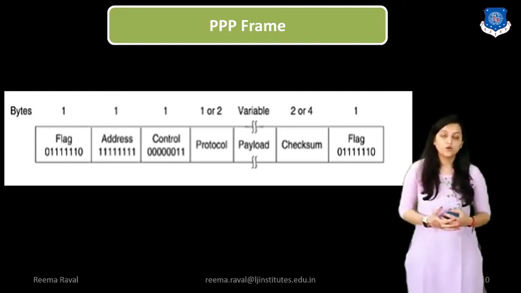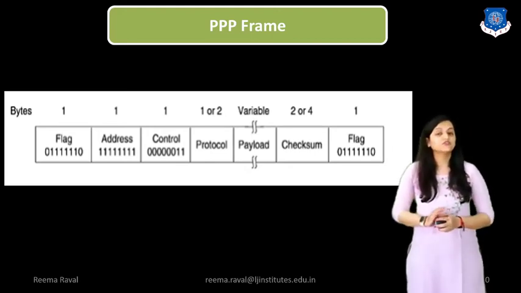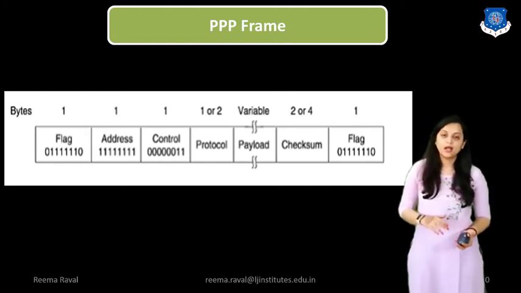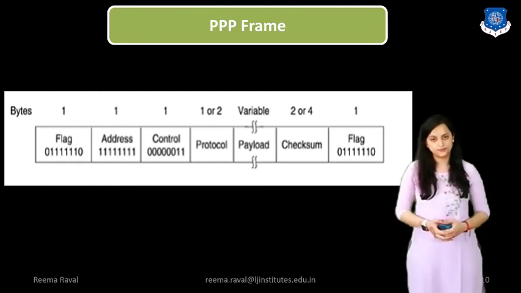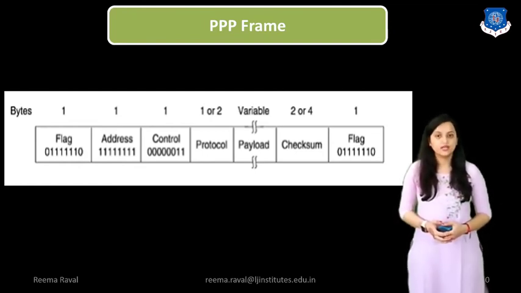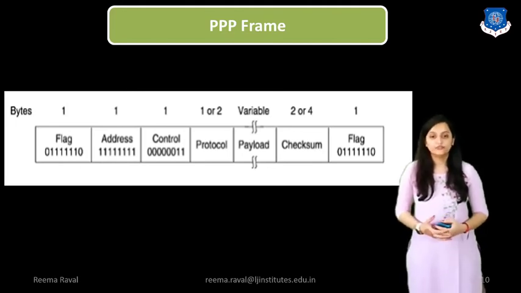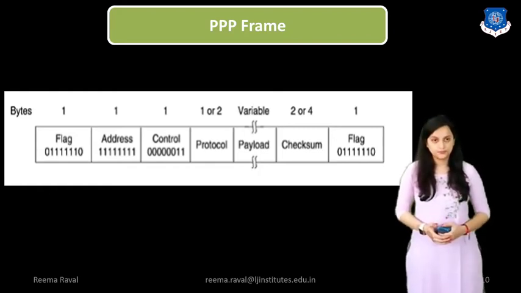Next is the payload field, which contains the data and it is variable because it is not fixed all the time. The next field is the checksum field, which may be either 2 or 4 bytes, and checksum is used for error detection. So in this frame structure of PPP, there are 7 fields. As you can see, there are 7 fields for the PPP frame structure.